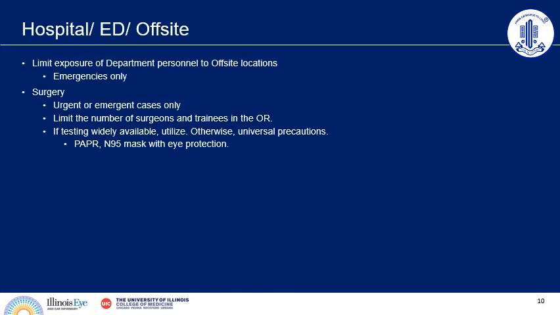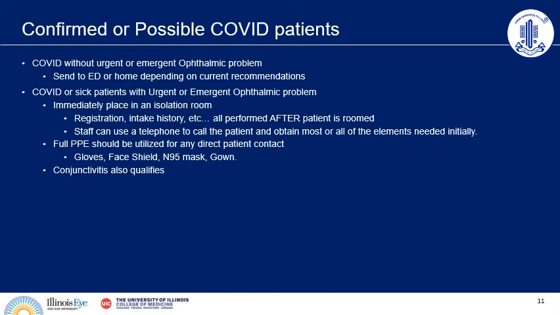Otherwise, universal precautions. If your institution has a facility to test patients prior to going to the operating room, that can be helpful. But generally, you should just practice universal precautions, as asymptomatic transmission, again, has been known to occur. And then finally, if you do have confirmed or possible COVID patients, as I mentioned earlier, the clinic flow needs to be very specific for these patients. Everyone needs to know what needs to be done with these patients.